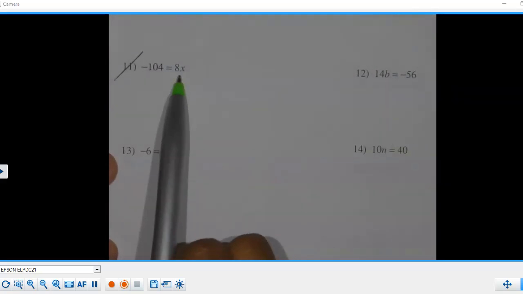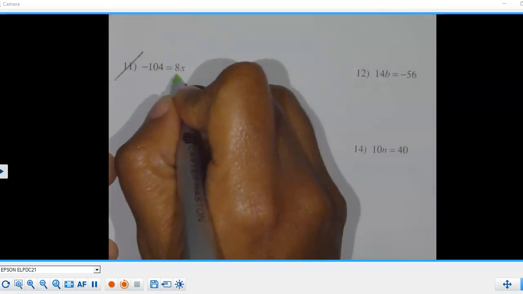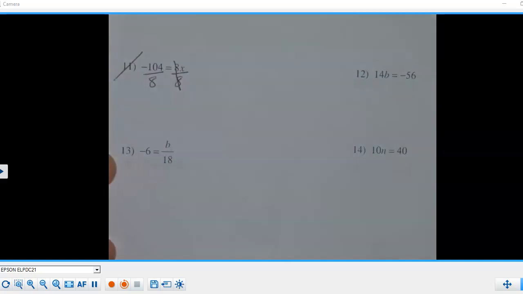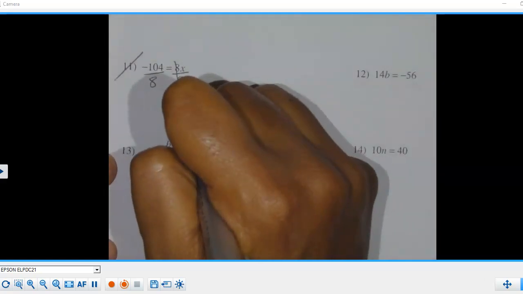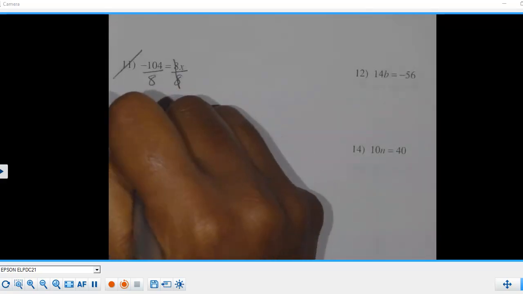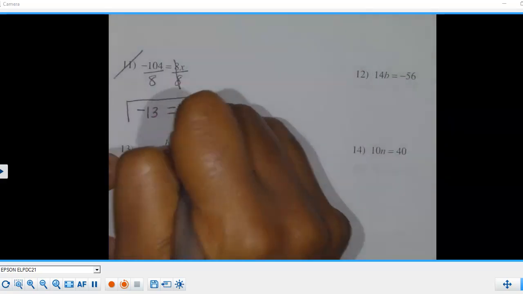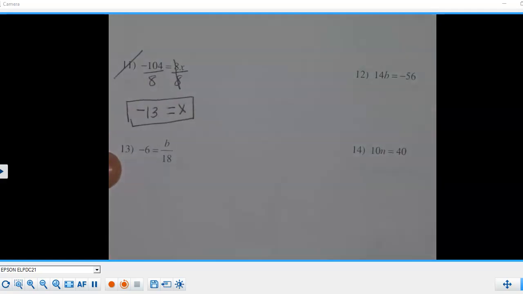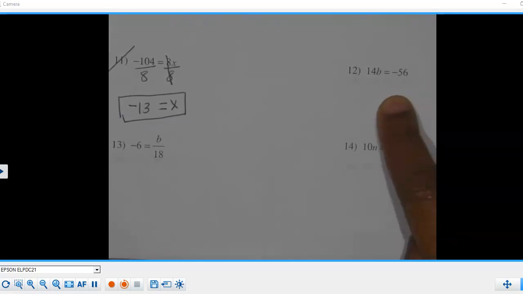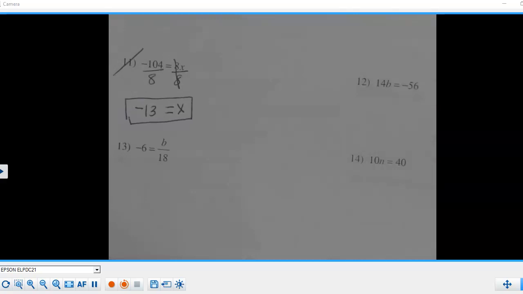So for this one, what's happening to X? It's being multiplied by 8. The opposite of multiplication is division. Do it to that side, do it to the left side. 8 divided by 8 is 1, so now we just have a 1x there. And then negative 104 divided by 8 is negative 13. A negative divided by a positive is a negative. Okay, that's that. I'm going to leave number 12 because it's very similar. Just divide by 14, divide by 14.